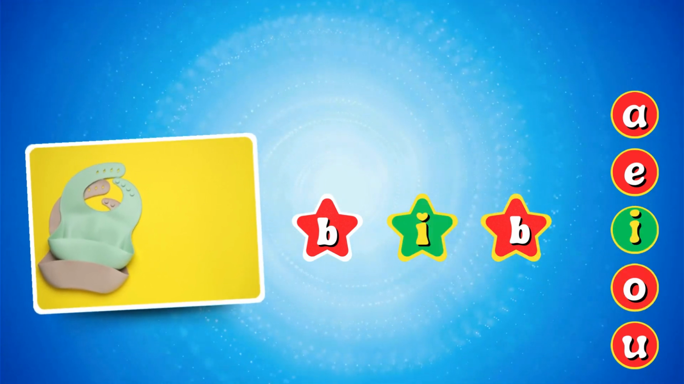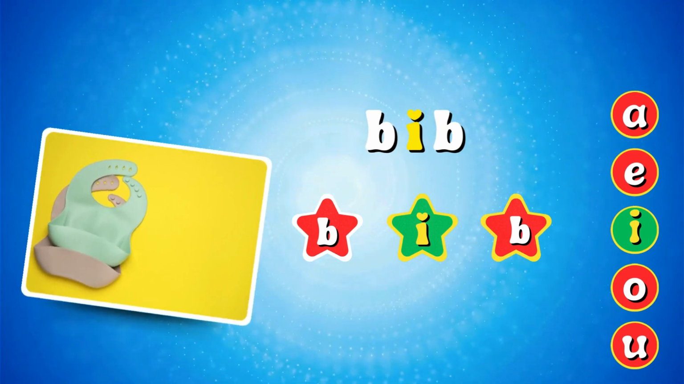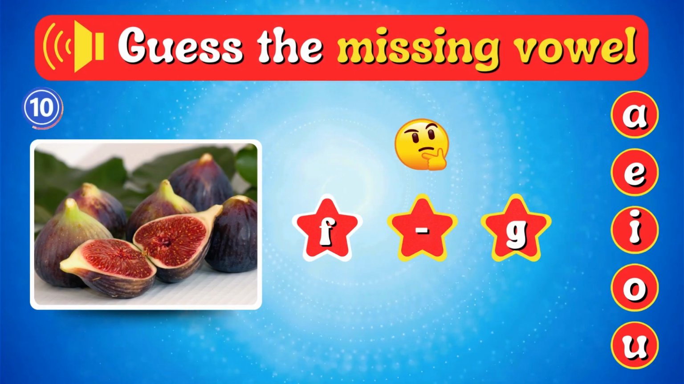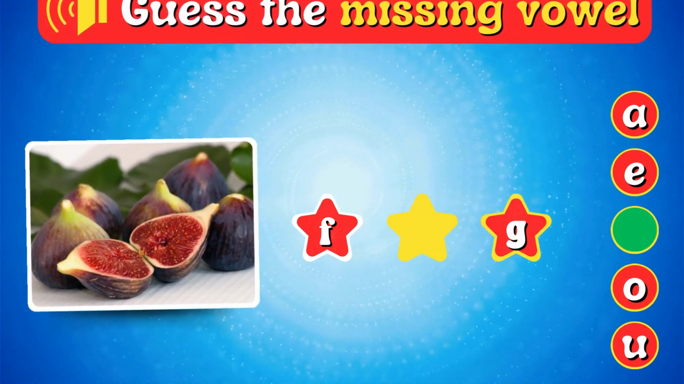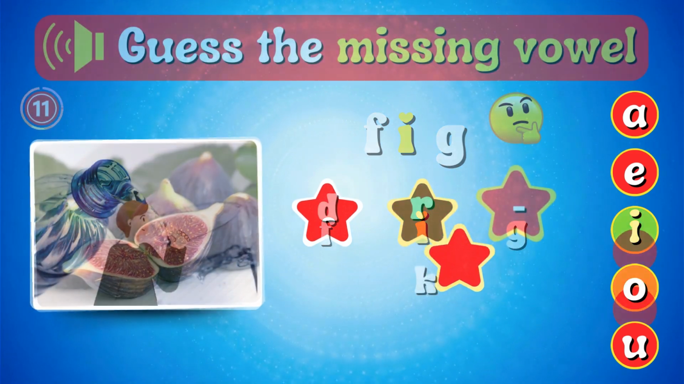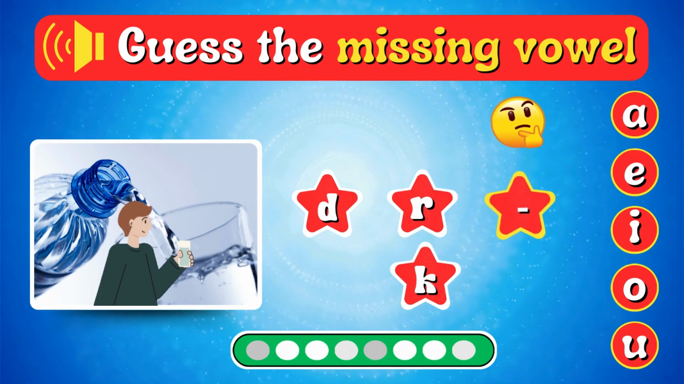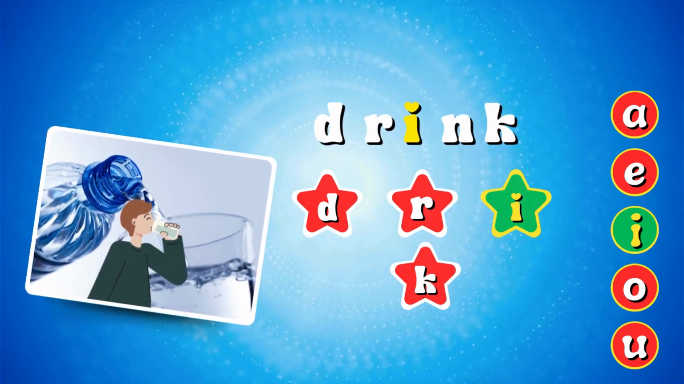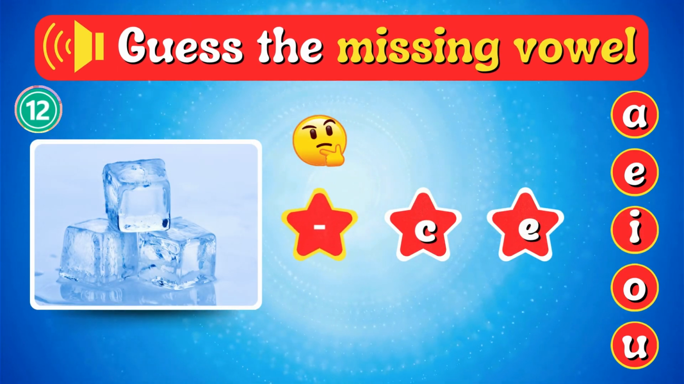It's I. B-I-B, bib. Well done. Next, guess the missing vowel. Yes, it's I. F-I-G, fig. Next, guess the missing vowel. It's I. D-R-I-N-K, drink. Next, guess the missing vowel.